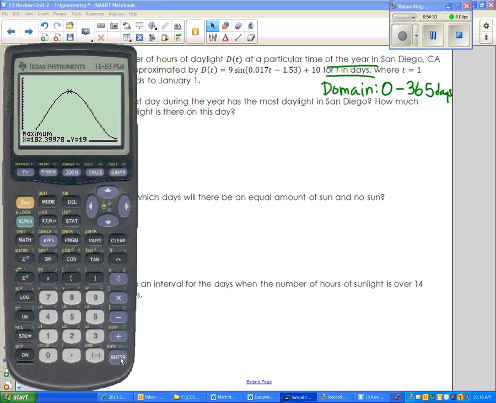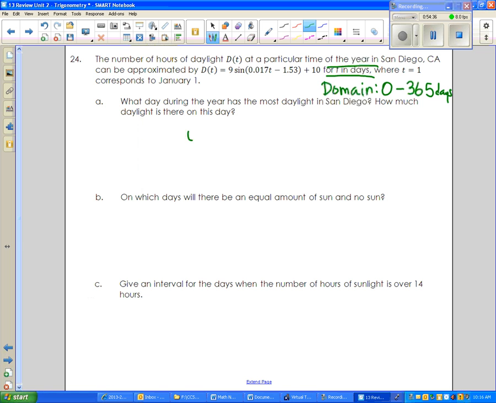Okay, so our maximum, the x value, 182.4, that gives us the day number. So this is going to be on day 182.4, and there are 19 hours of sun. It must be nice living in San Diego.